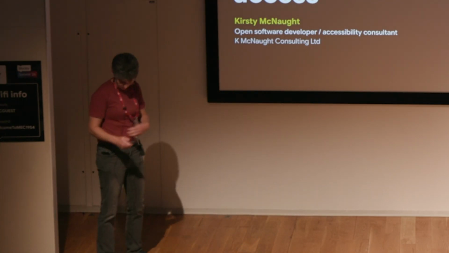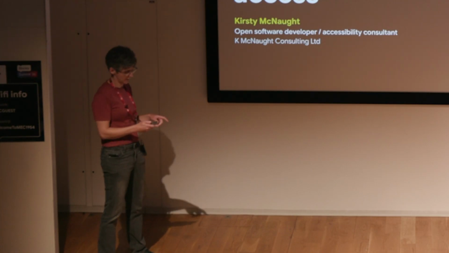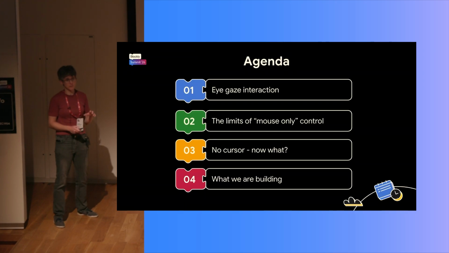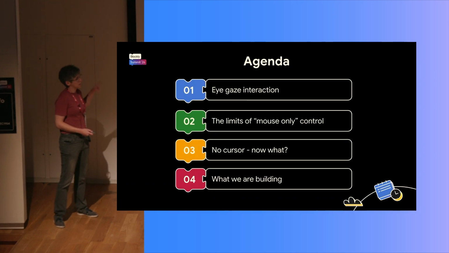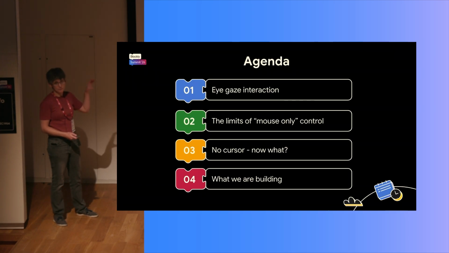So I'm going to try and get through quite a lot here. It's going to be a whistle-stop tour of what it's like to learn to code using your eyes. We're going to start with a very basic introduction to what does it mean, what is eye gaze, how does it work. Some of what you're going to see is going to make you think that an eye gaze user is a mouse user, so we're going to explore the limits of viewing it as mouse-only control.